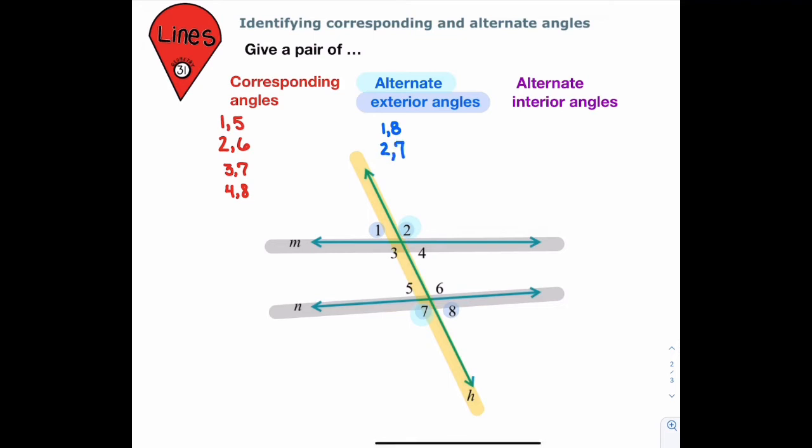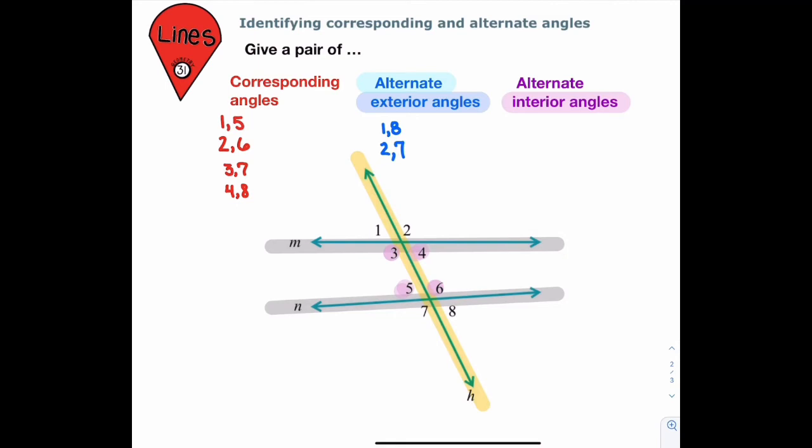Looking for alternate interior angles, let's start off by defining what it is to be an interior angle. Interior angles are those angles on the inside of the gray lines, in between the gray lines. So 3, 4, 5, and 6 are on the inside. So to be an alternate interior angle, you have to start off by being on the inside.